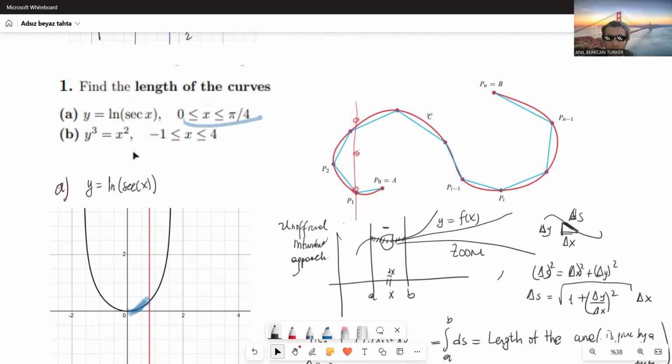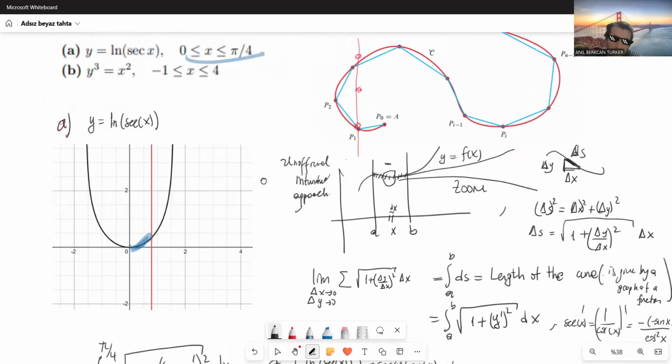You can also apply a similar thing to this one. Let me copy and paste.